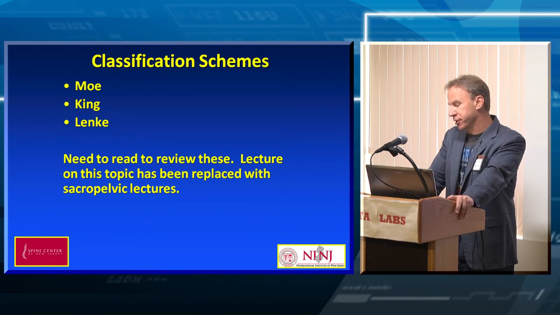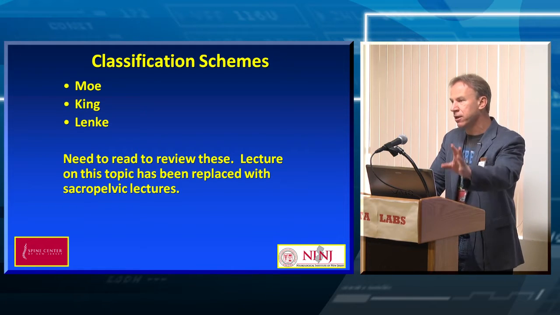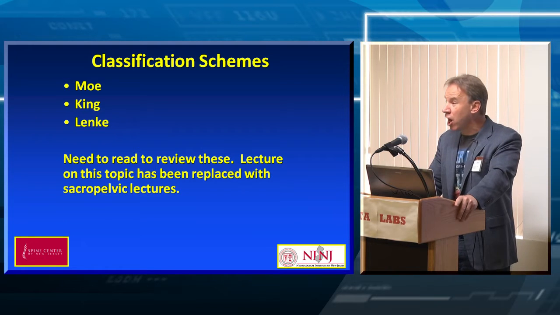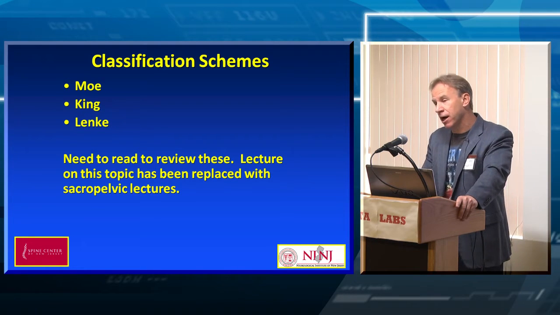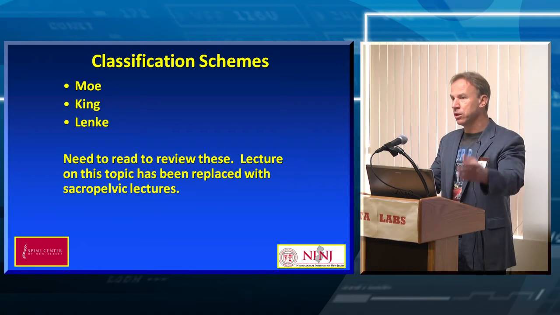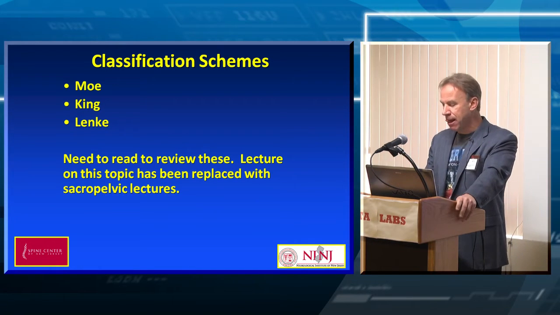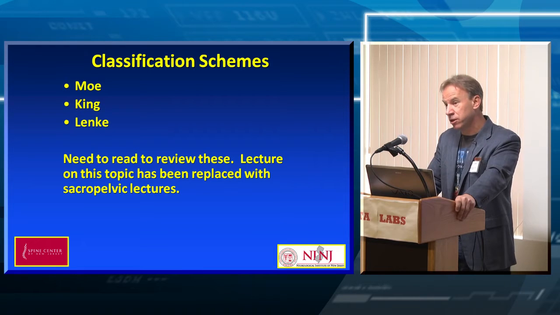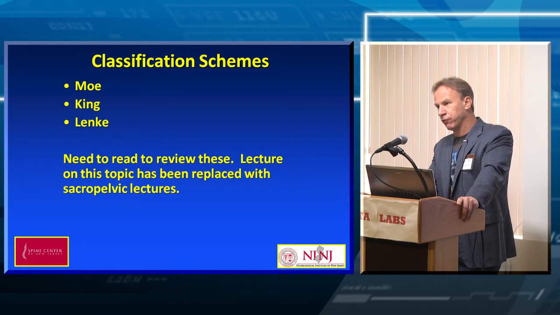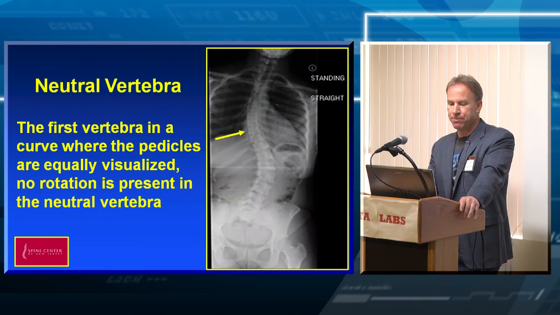Classification schemes are schemes by Moe, King, and Lenke. Lenke's the one that pretty much is the Bible at this point for what we're using. We used to have a talk on this, but frankly, it takes some time to read it. You have to read these, read them again to imprint them on your mind. Having it in your computer doesn't count. Reading it counts, but we're not going to have a whole lecture on that. We've replaced that with sacropelvic at this point.